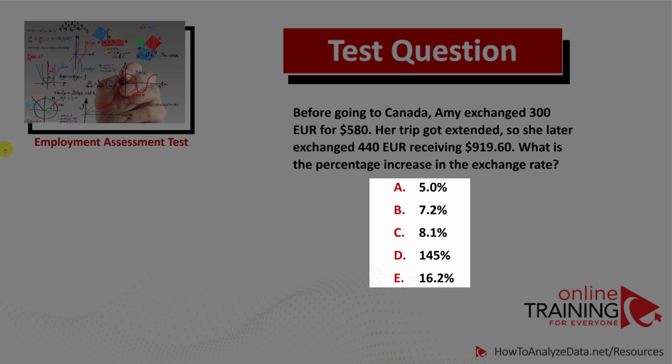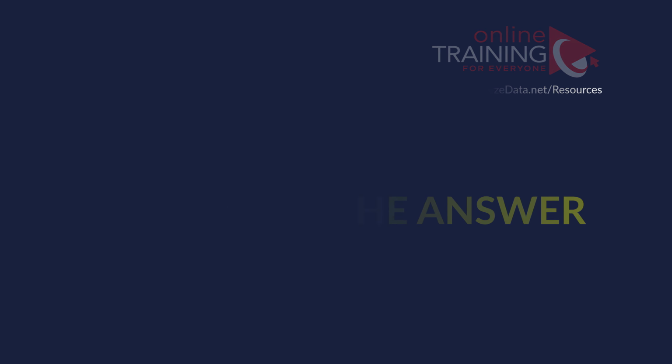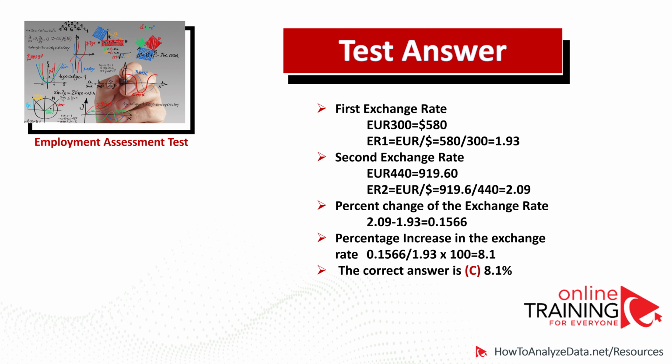And you have 5 different choices: 5%, 7.2%, 8.1%, 145%, and then 16.2%. Do you think you know the answer? Let's see how we can get to the correct solution together. We need to solve this challenge in multiple steps. First step, we need to determine the exchange rate as part of the first exchange. Then we will determine the exchange rate for the second exchange. And after that, we will calculate the difference between the first exchange rate and the second exchange rate.